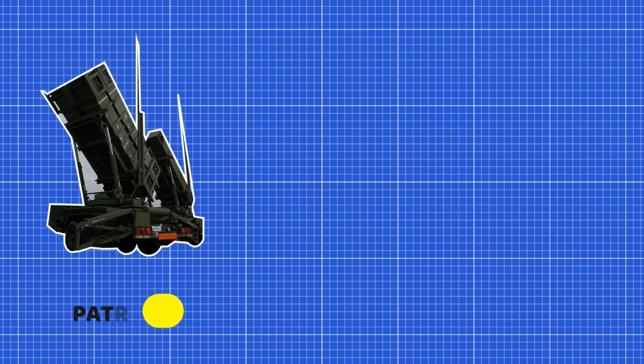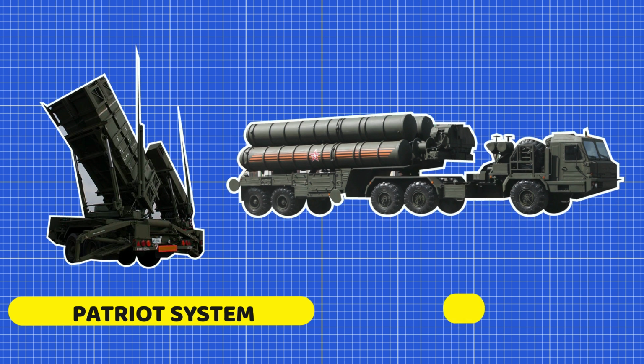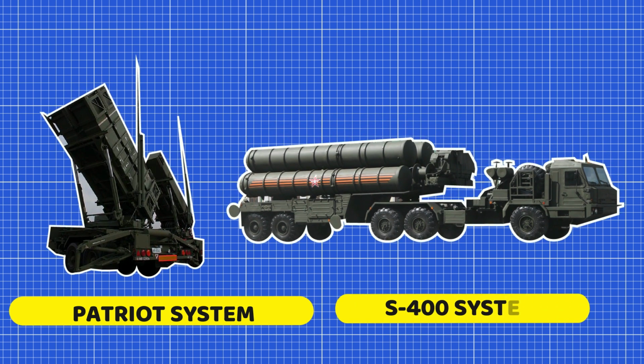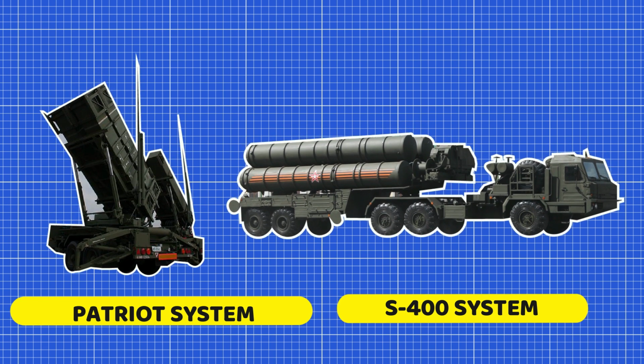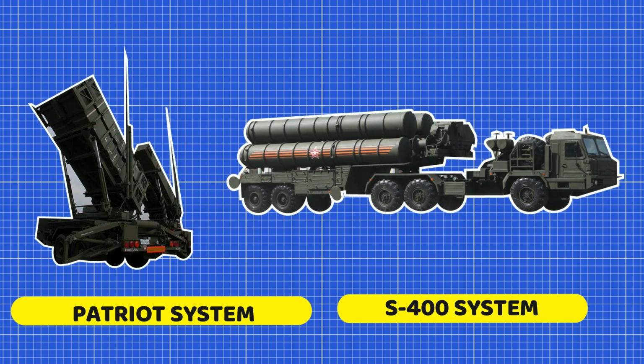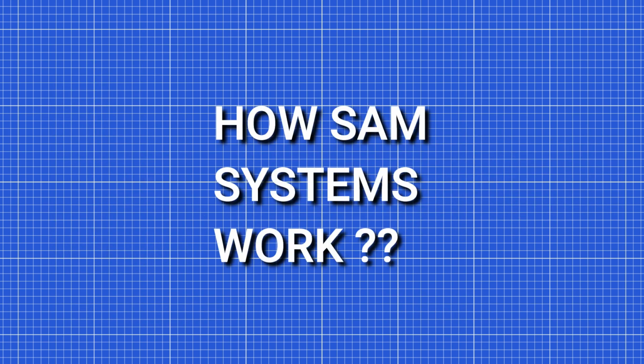This is the American Patriot Surface-to-Air Missile System, or SAM, and this is the Russian S-400 SAM system. The two systems have different names and different technical specs, but they both operate in a similar way. In fact, most modern SAMs operate in a similar way. So how do surface-to-air missile systems work?